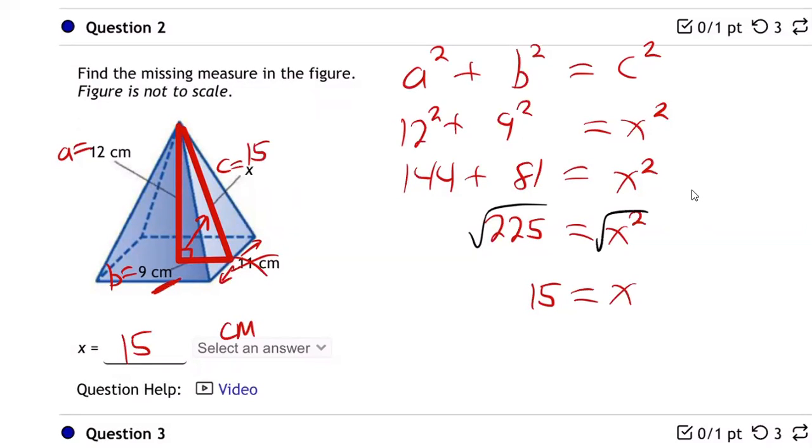It makes sense that it's a little bit longer, right? 15 is bigger than 12, bigger than 9. It's the longest side in that right triangle.